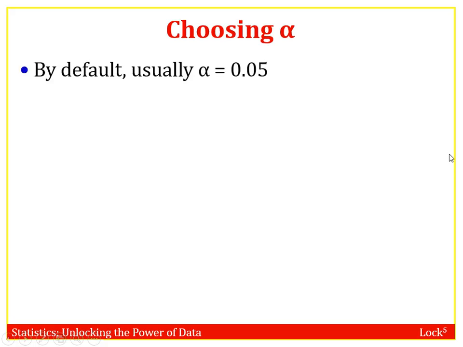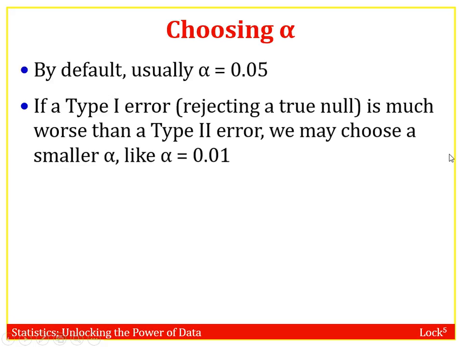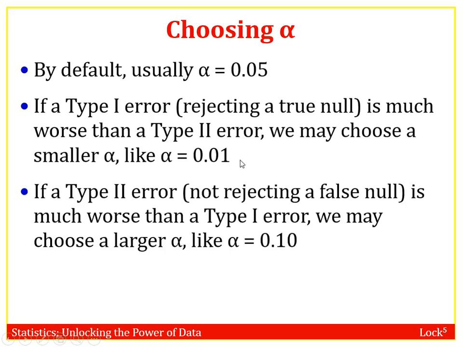Typically, alpha is going to be 0.05, unless it's really bad if you would make that type of mistake. Then you would go ahead and change alpha to 0.01 or something more extreme. Now, for the most part, if the type 2 error is a worse mistake to make, you would raise your alpha to like 0.1 or 10%.